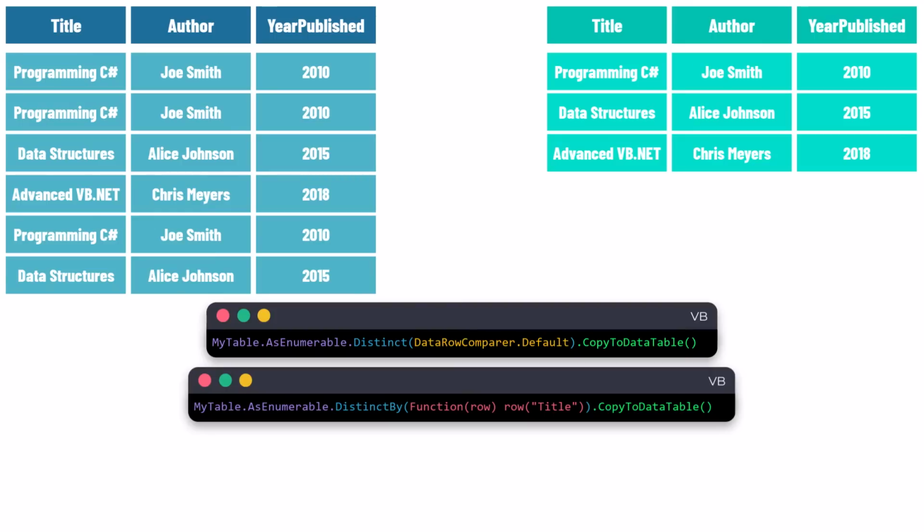In summary, we use the distinct method to remove duplicates based on the entire table, and we use DistinctBy to remove duplicates based on only one column. This is the difference between both methods.